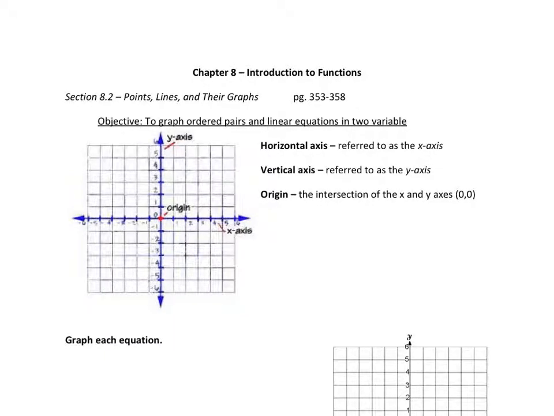Today we're actually going to start graphing some lines. On your notes, there's a coordinate plane and it has some things labeled that we already talked about a little bit for your bell work.